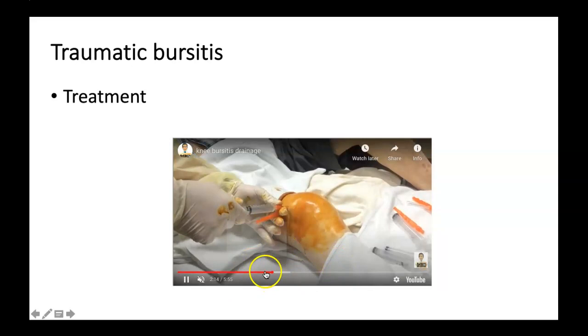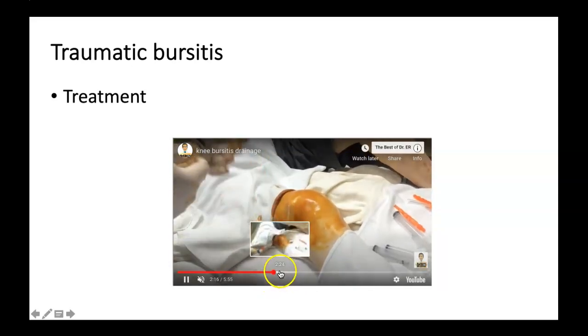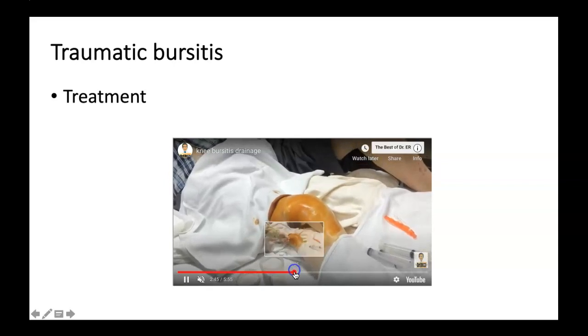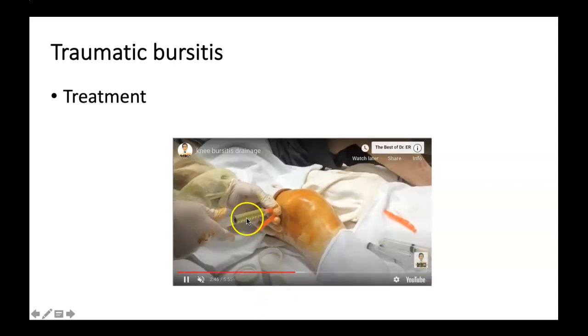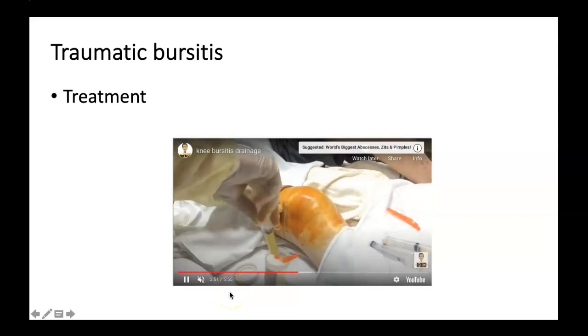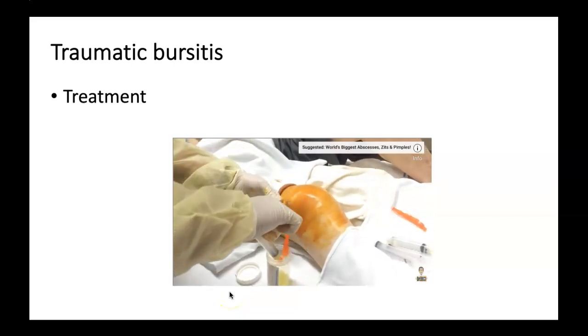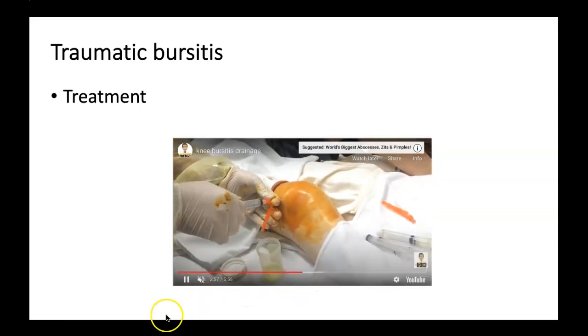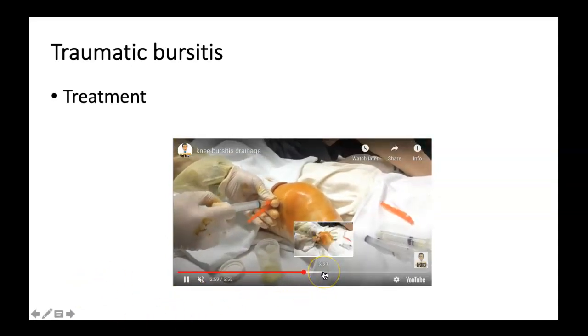And so they'll continue to do that. Right now, what they're doing is injecting some pain medication. But let's go ahead and go here. You can see that he is removing the fluid that is associated, right, with the bursitis. And he'll continue to do this, and he'll get a lot of fluid.